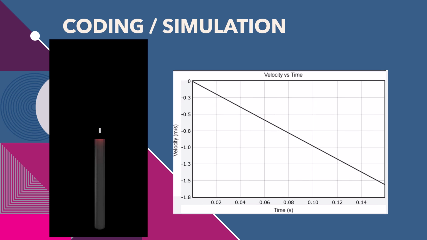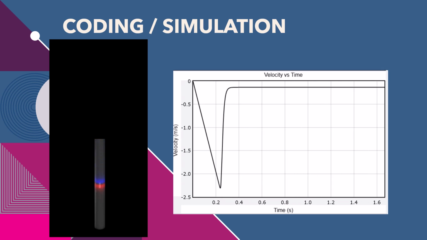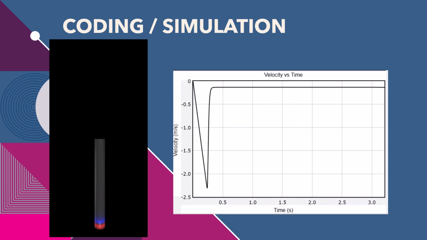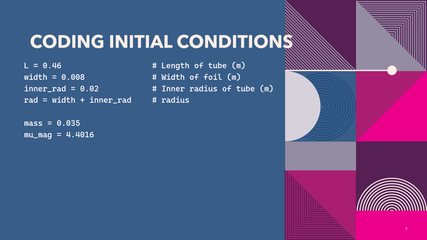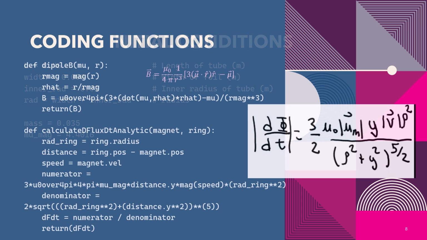For coding and simulation, this is what our simulation looked like. For coding the initial conditions, we set the variables as shown before. For the two equations, we basically modeled what the equations were shown before, but this time in GlowScript. So this pink equation is the def dipole B with mu and r, and then the dflux over dt is basically the same thing.